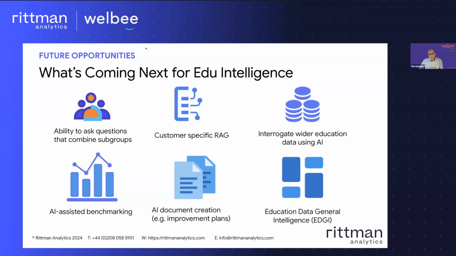We want to be able to interrogate that rider education data using AI. At the moment you can ask questions about your education data in the context of a survey: attendance, behaviour, achievement. We want to be able to ask questions about attendance, behaviour, and achievement without having completed a survey in the first place. And then we're also looking at things like benchmarking, to make sure schools can see how they compare, but there's definitely a role for AI assistance in that.